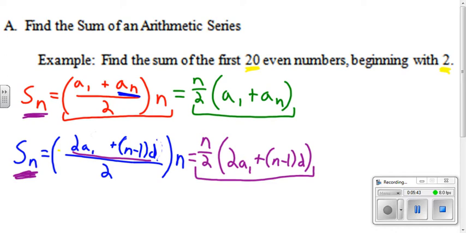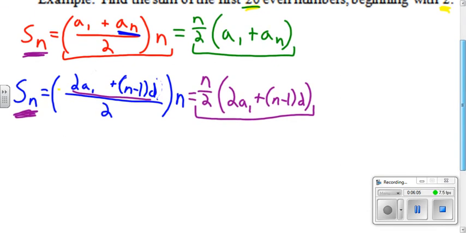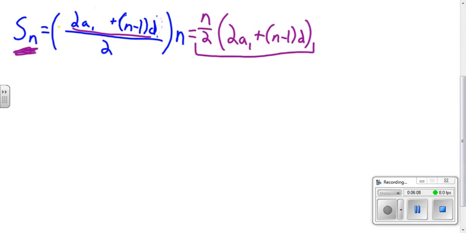We just know that we begin with 2, and it's every even number. So again, 2, 4, 6, 8. So we know our common difference is going to be 2, because it changes by 2 each time. And we want n equals 20, because we want the first 20 of them. All right, with this in mind, let's plug things into this version of the formula.